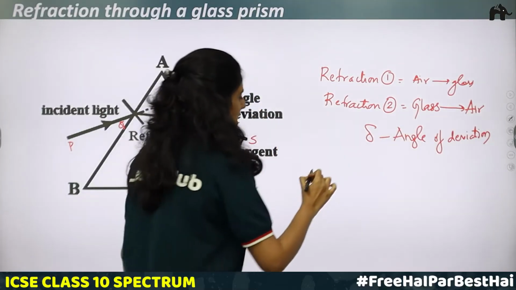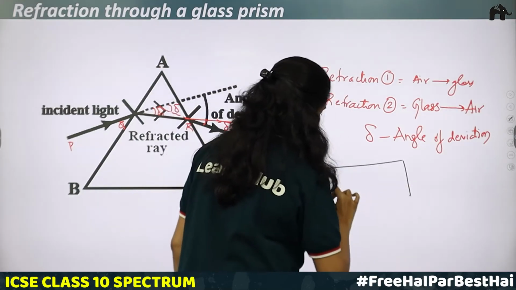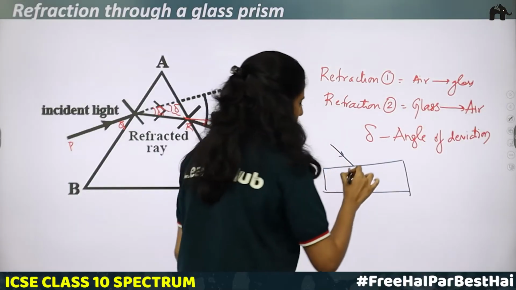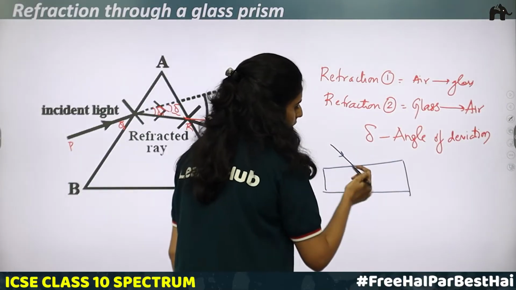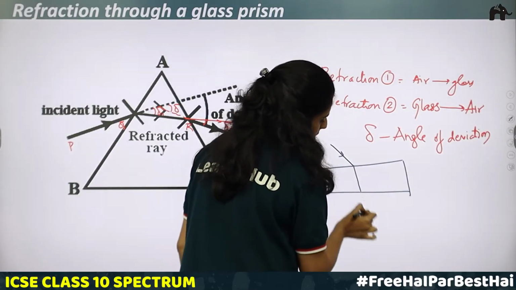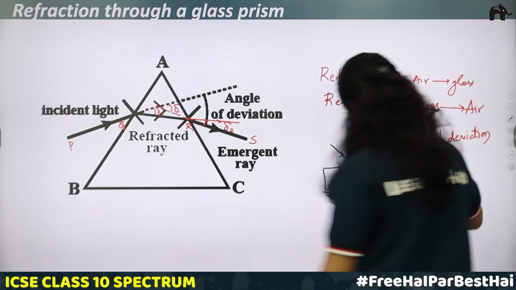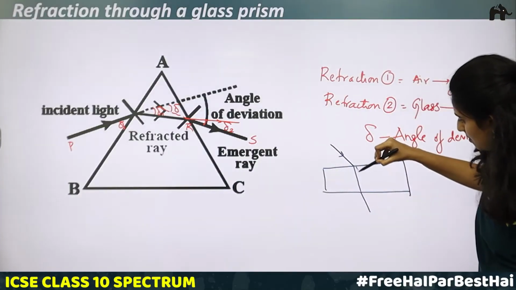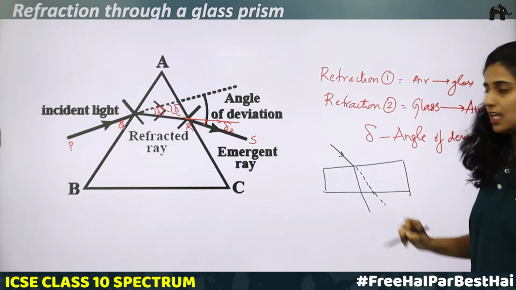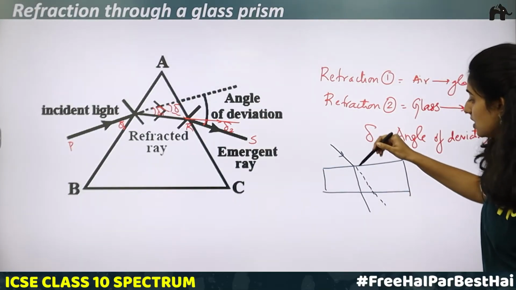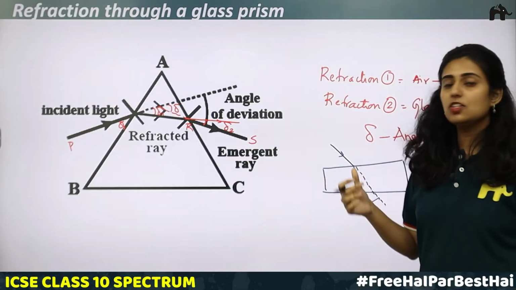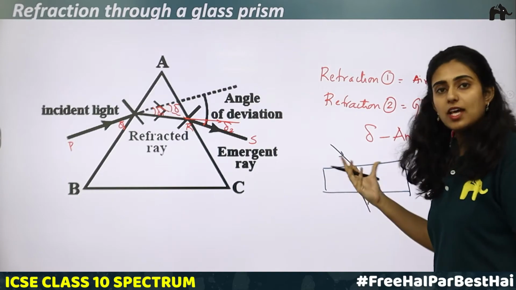Now in the case of a glass slab, we know, here this is the glass slab. You will have an incident ray. This incident ray gets refracted when the light travels from air to glass. So this is the refracted ray and then it emerges out. This is the emergent ray. When you extend the incident ray, you can see that the incident ray extended and the emergent ray will be parallel. So this is the case of a rectangular glass slab.